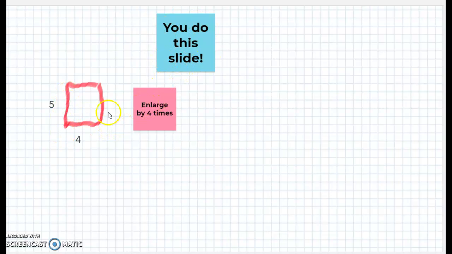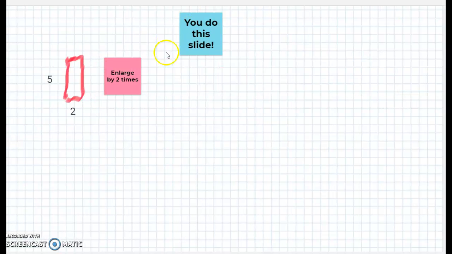So this square or this rectangle right here is 5 by 4, and you have to enlarge it by 4 times. So you're going to multiply 5 by 4 to see what to make the sides going up and down, and then you'll multiply 4 by 4 for the two sides that are going back and forth. And you'll redraw it over here. Then you'll enlarge this one by 2 times, 5 by 2, and you'll enlarge by 2.